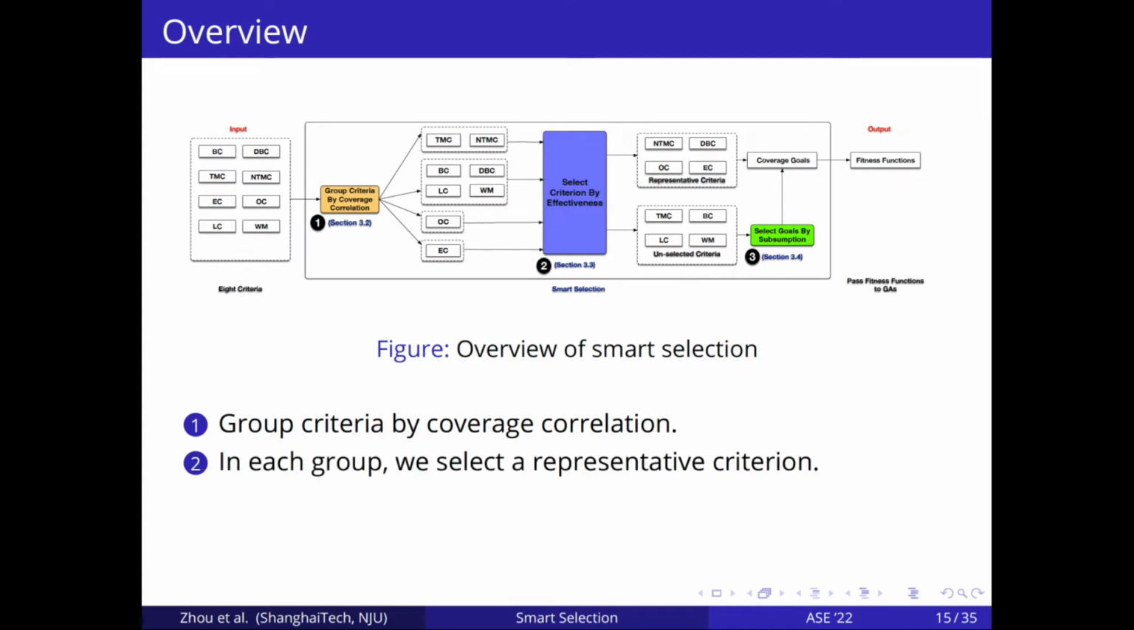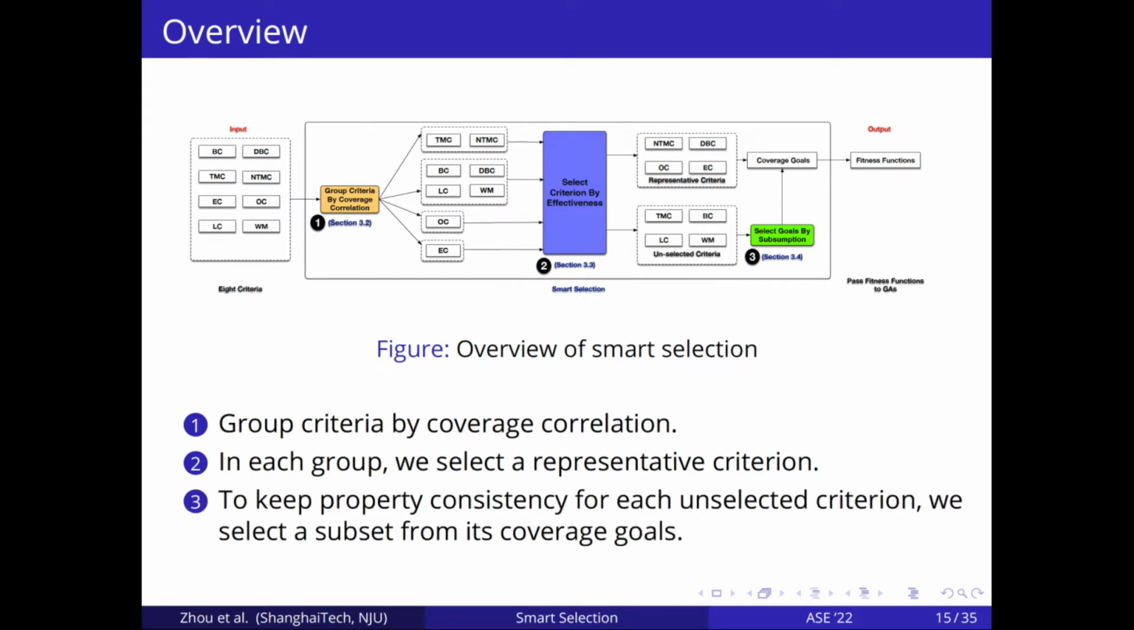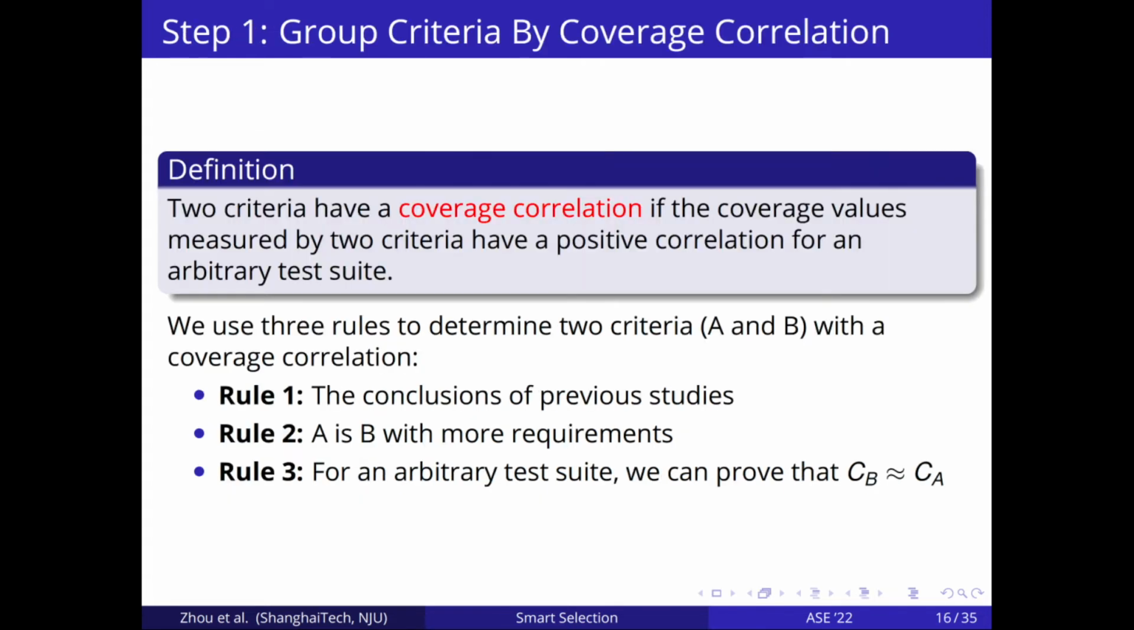Secondly, in each group, smart selection selects a criterion to represent others. This representative has a better fitness function and can reflect most of the properties in this group. After the second step, we choose the representative criteria. However, the other criteria may still have some properties going beyond the representatives. So for each of them, we select a subset from its coverage goals to keep its properties consistent.